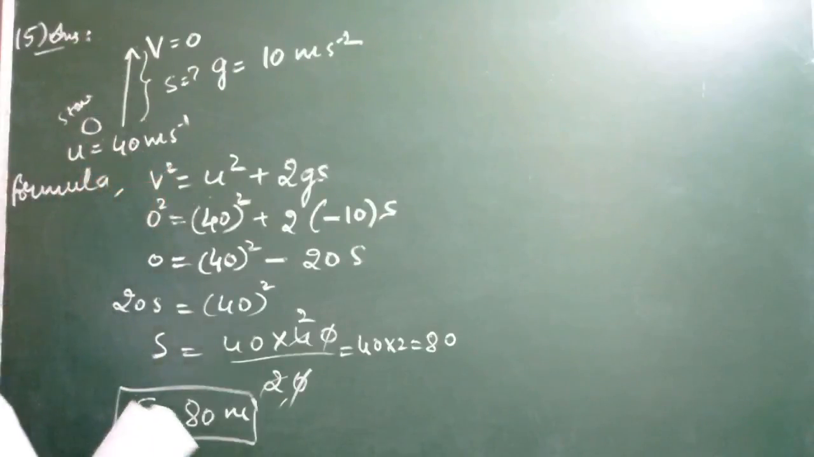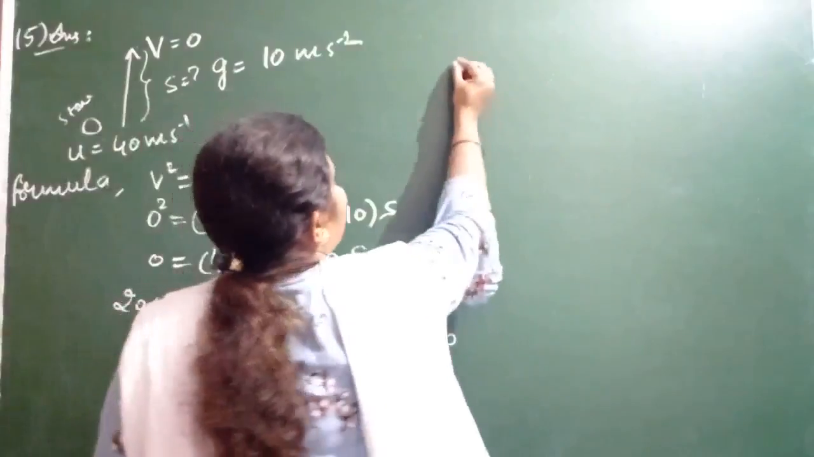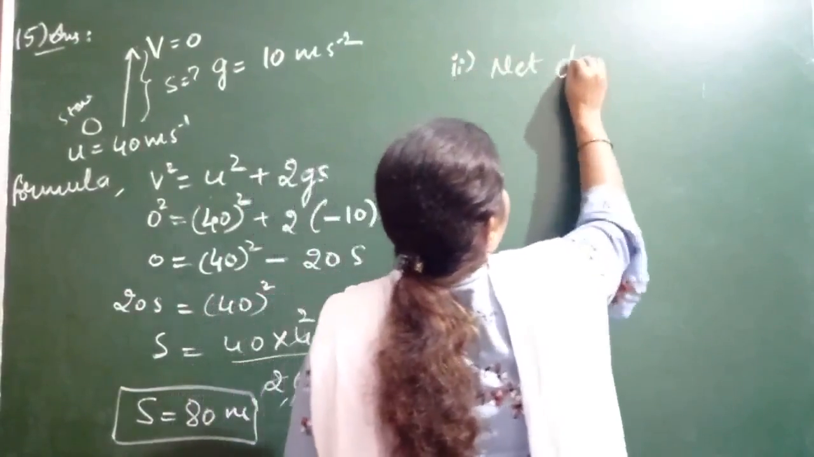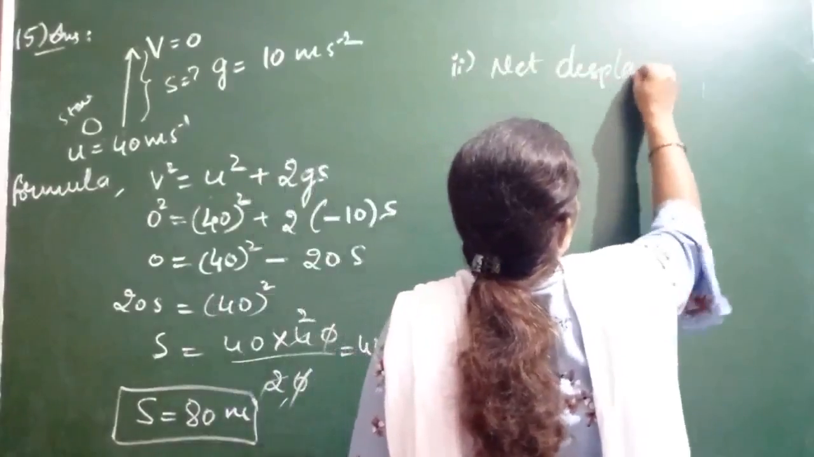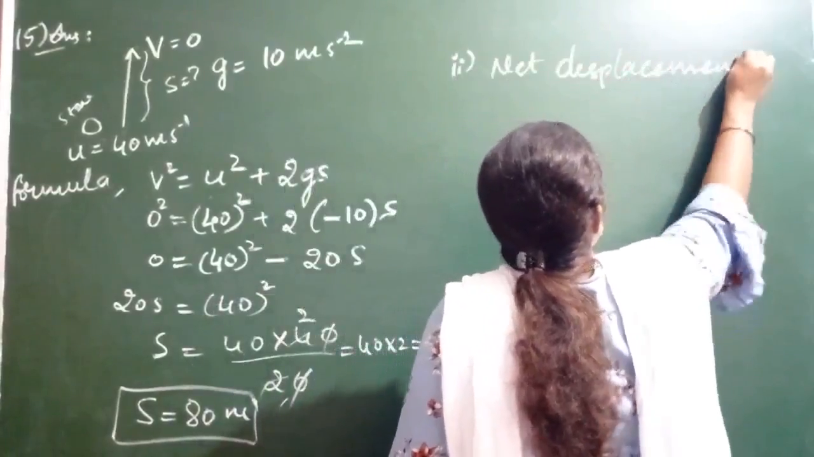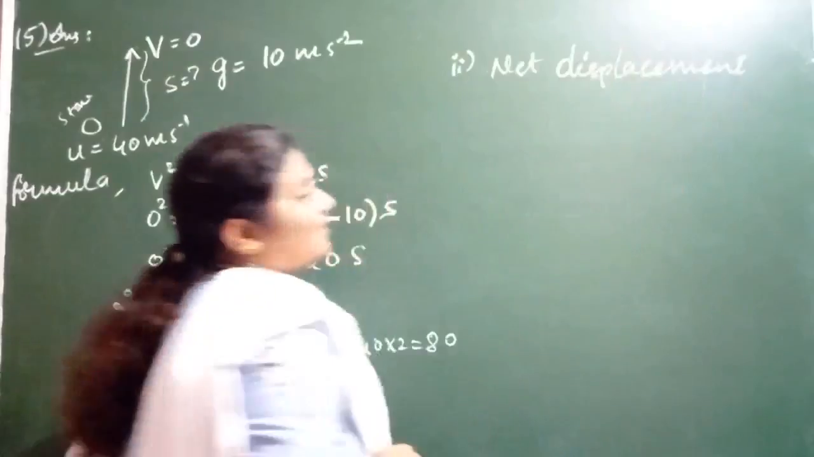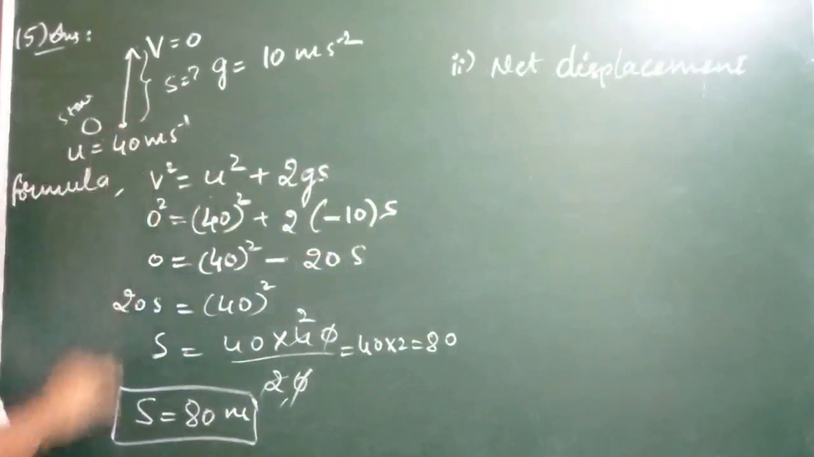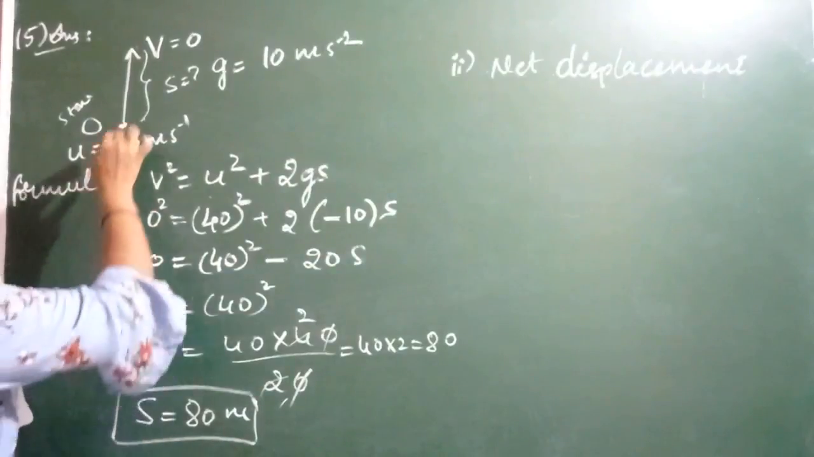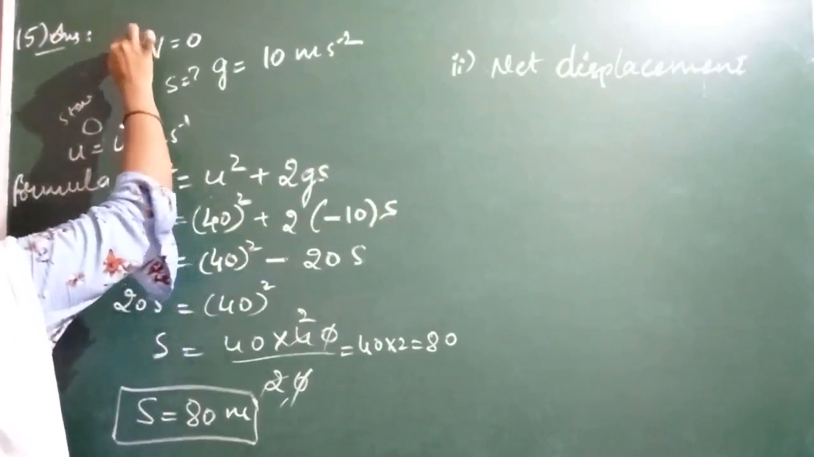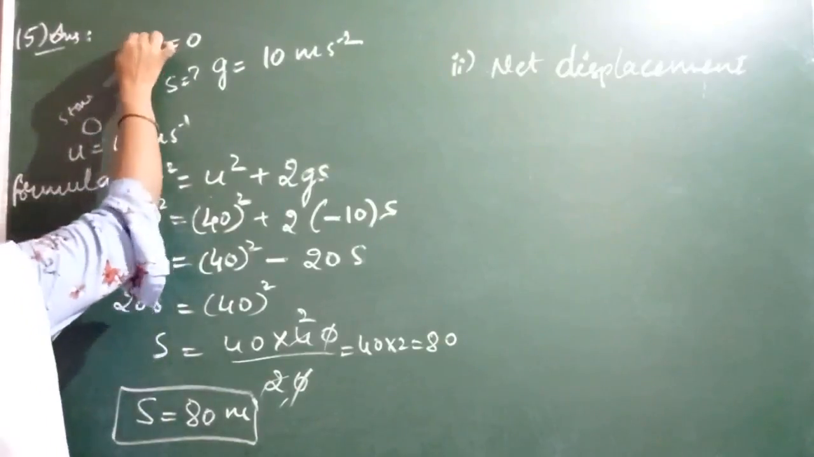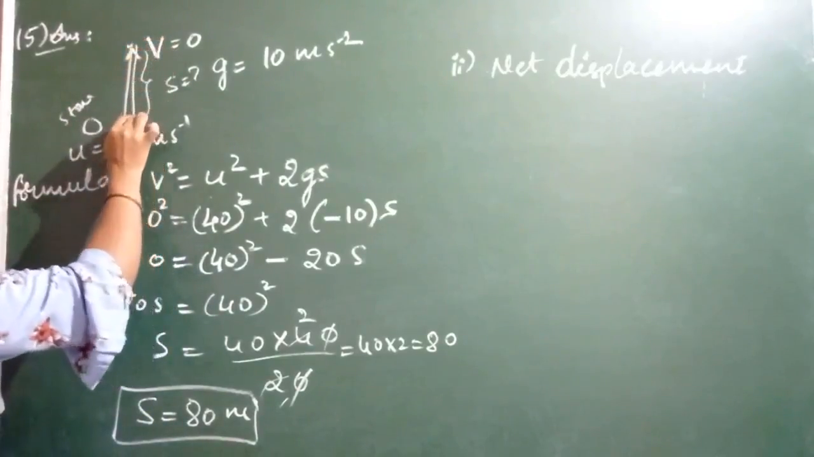This is one part. Now we have to calculate what? The net displacement. See children, let us assume that this is a starting point. From this point it will go up to here. Let us say up to here. Then again from here it will come back to this point.